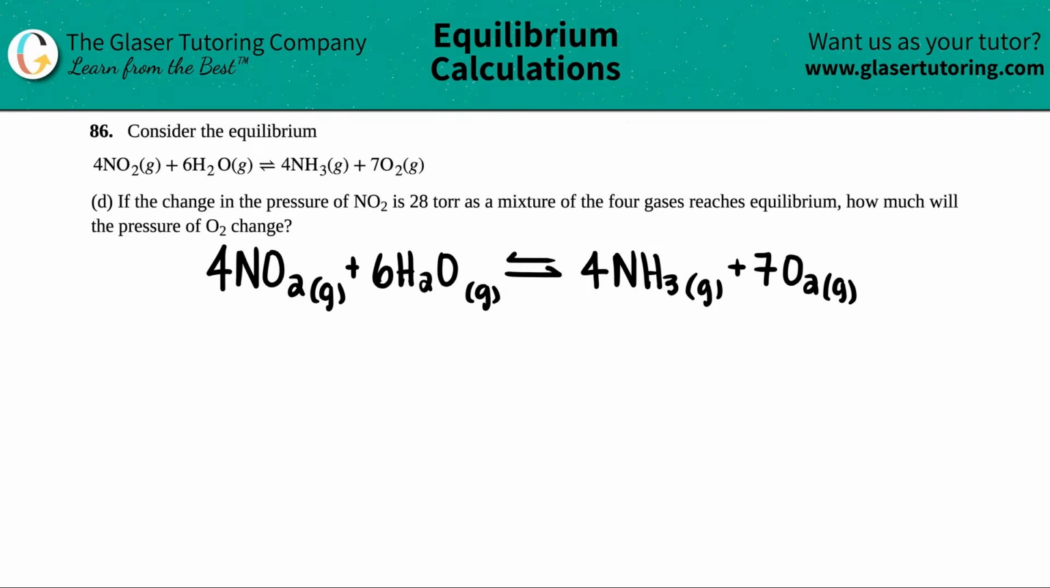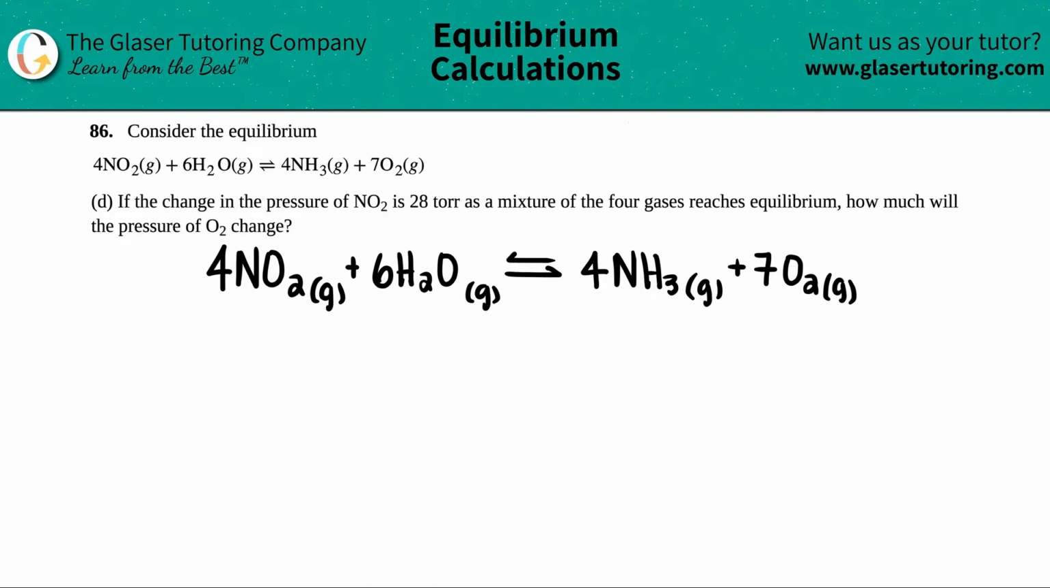Number 86, consider the equilibrium, and then they give us this equation, which I just wrote out a little bit bigger. So they said that we had 4 NO2 gas plus 6 H2O gas comes to equilibrium with 4 NH3 gas plus 7 O2 gas. And then we have letter D out of the whole bunch.